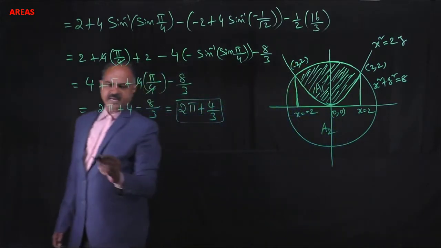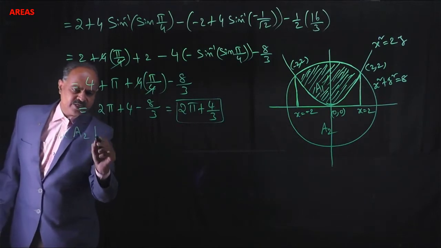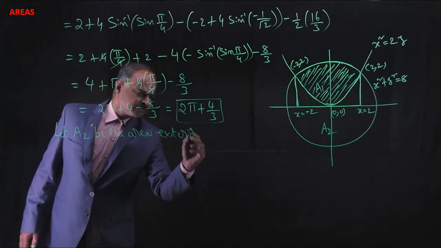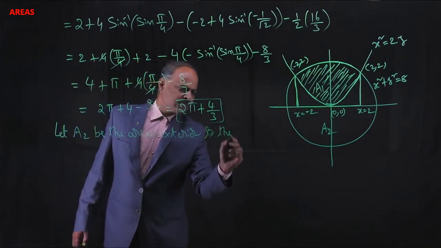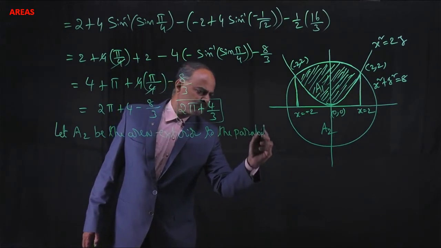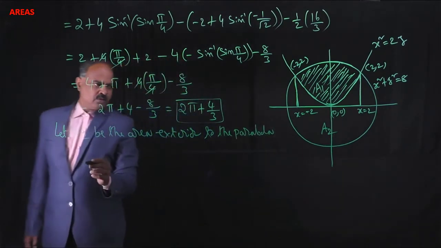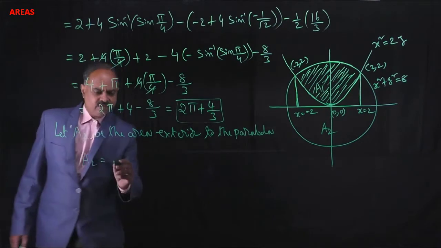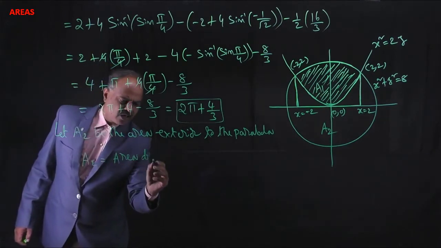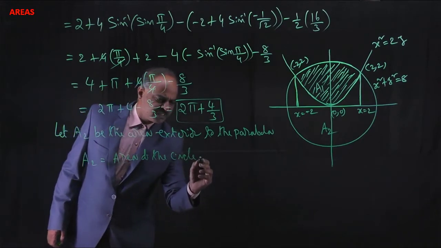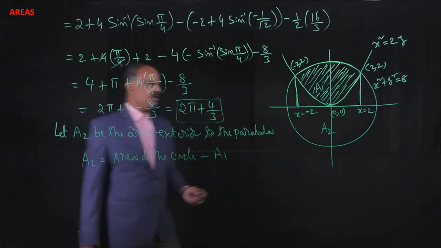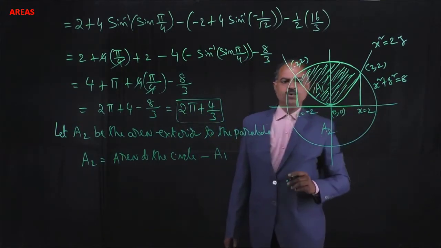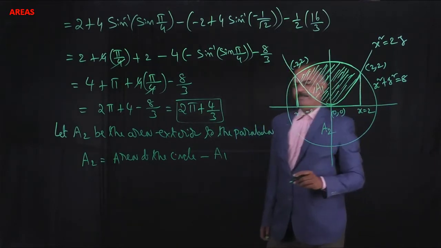Let A2 be the area exterior to the parabola. Now A2 is equal to the area of the circle minus A1. So this is the area of the circle minus A1, so we get A2, that is area exterior to the parabola.